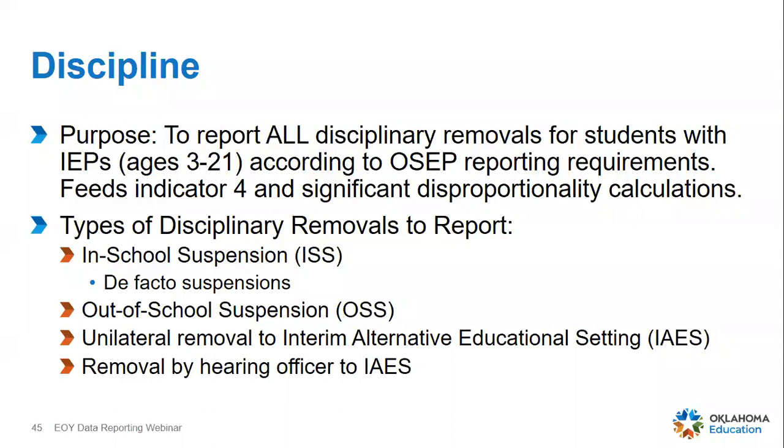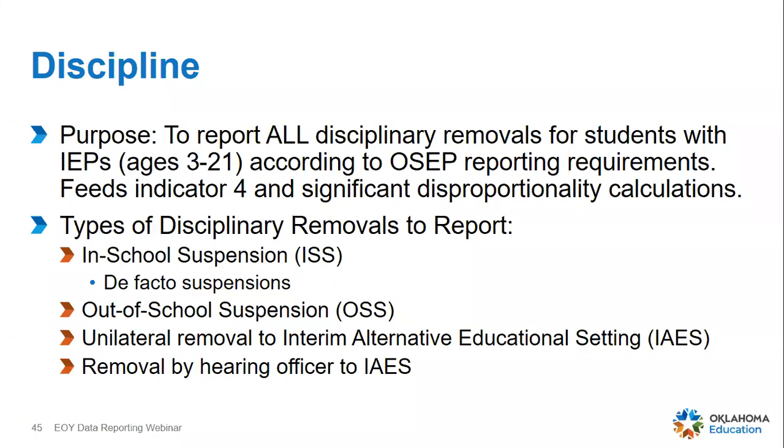So there are 4 types of disciplinary removals to report: in-school suspensions, out-of-school suspensions, unilateral removal to interim alternative educational settings, lovely long term, and then removal by hearing officer to IAES. Okay, unilateral removals are done by school personnel. Removal by hearing officers are done by others. Okay, I have that line in there under in-school suspensions. It says de facto suspensions, and that's sort of what I'm talking about.